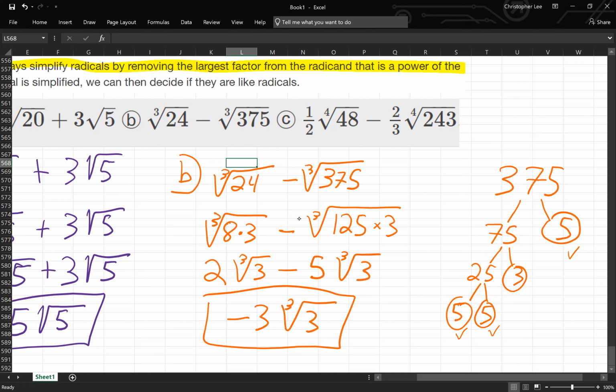The cube root? Yeah, it's the perfect number that goes out. So yeah, that's my way of doing it.